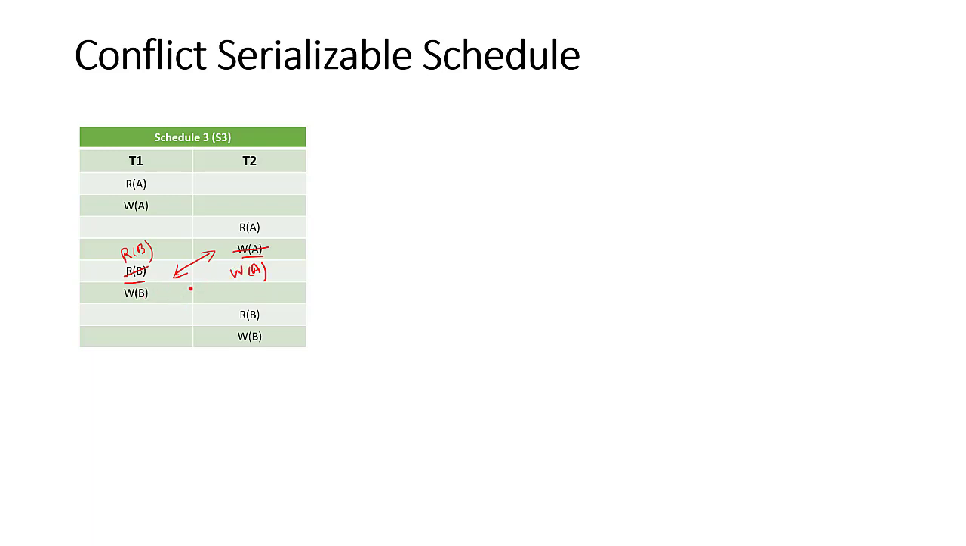So we can swap them. Now the reading of B and reading of A can be swapped because they are non-conflicting. Reading is not a conflicting operation. So after swapping, finally the reading of data item A and writing of data item B is not conflicting. We can swap them. So finally the schedule 2 will look like this.